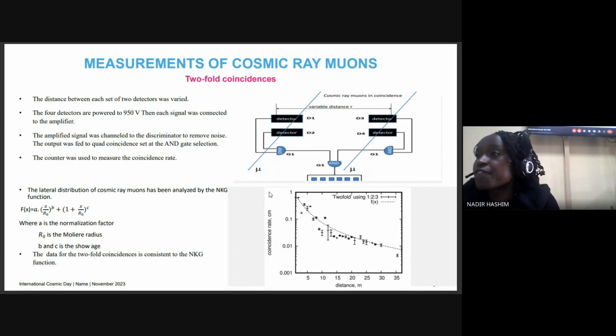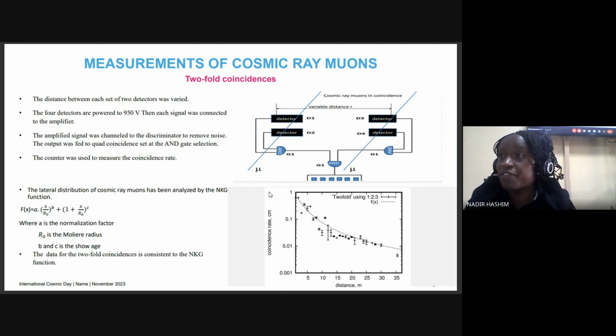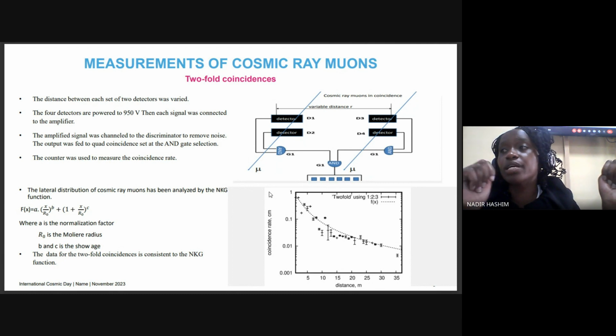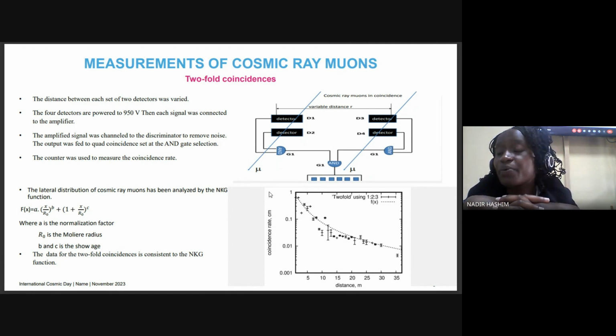Okay, from what you can see, 4 detectors and 3 AND gates and a counter. So for this research, we have used 4 detectors. Why are we saying this is a twofold coincidence? It's a twofold coincidence because it involves 2 detectors in coincidence and other 2 detectors in coincidence. So our final coincidence will be in the third AND gate, which is finally counted in the counter.